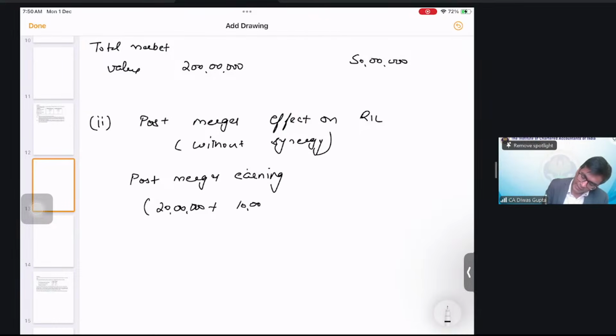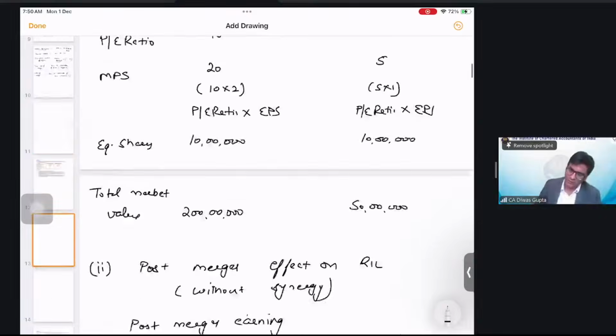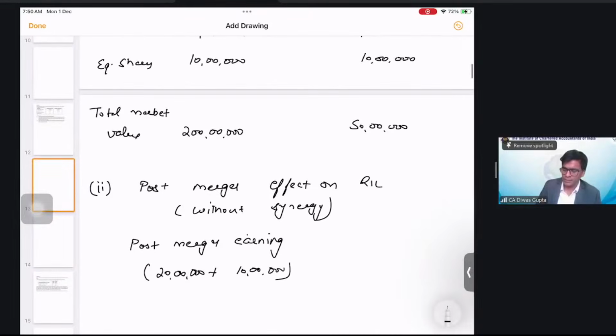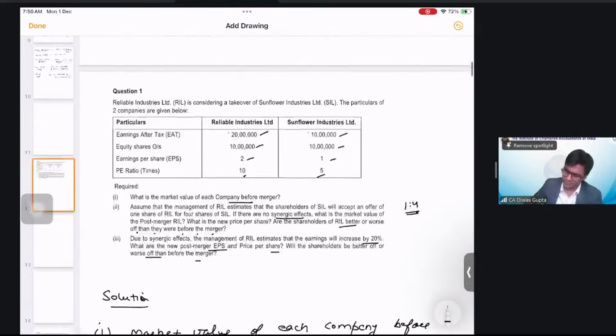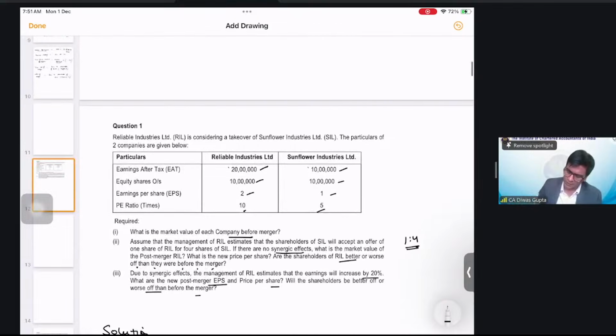plus 10 lakhs. Sir, equity shares of Sunflower Limited is 10,000, no? Sorry? Equity shares. Mm-hmm. 10 lakhs here. Okay, let me just show the question again. Okay, sir. It is 10 lakhs, okay? Okay, sir.